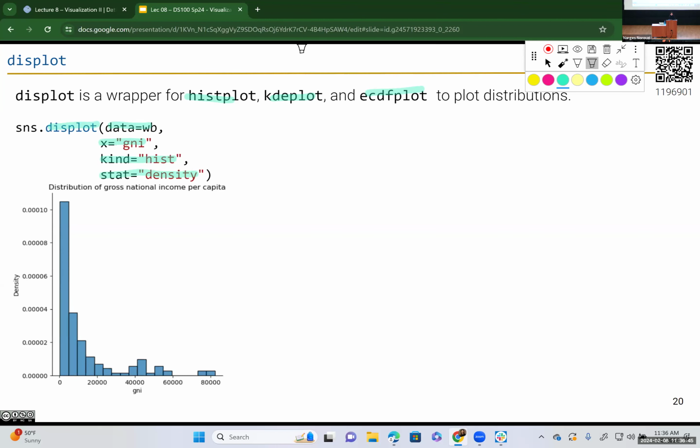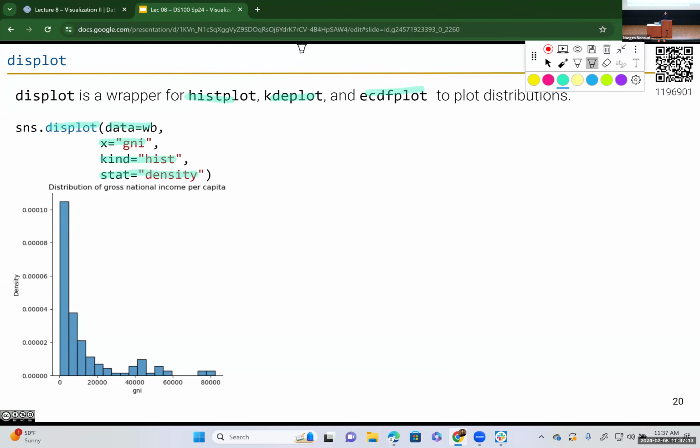Here I'm saying that stat is equal to density because by default, stat is equal to count. It's a little bit counterintuitive, but if you just want to look at the spread of the data, it doesn't matter if you're looking at the counts or the density values. But if you're really concerned with knowing the probability density at each given data point, then you want the scale on the y-axis to be density.